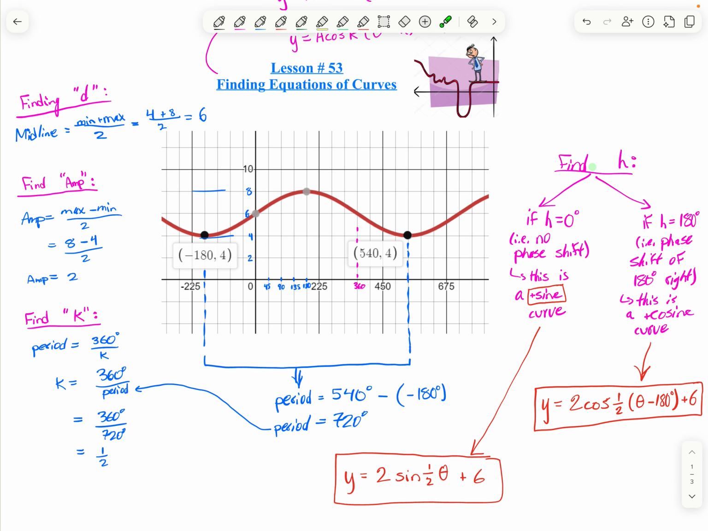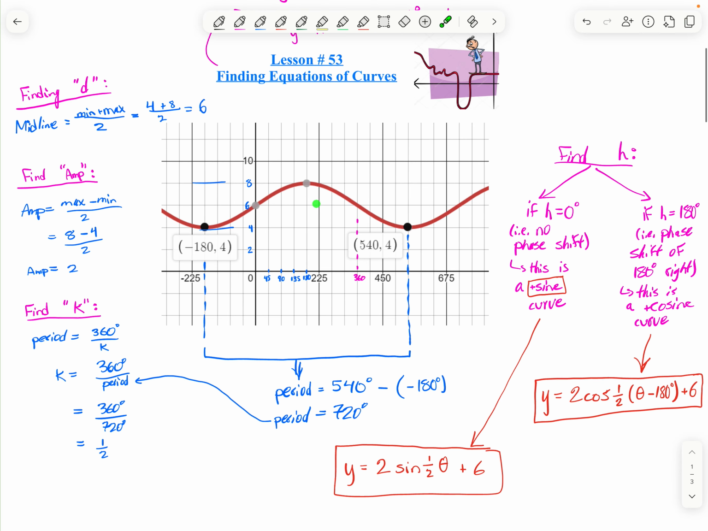So here's the big idea. There's usually more than one correct equation for the same graph. A graph can often be written as a sine equation or a cosine equation. And you can also use a reflected sine or reflected cosine. As long as the equation produces the same graph, it's correct.